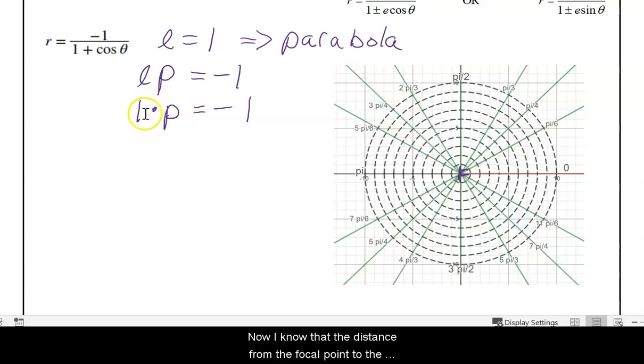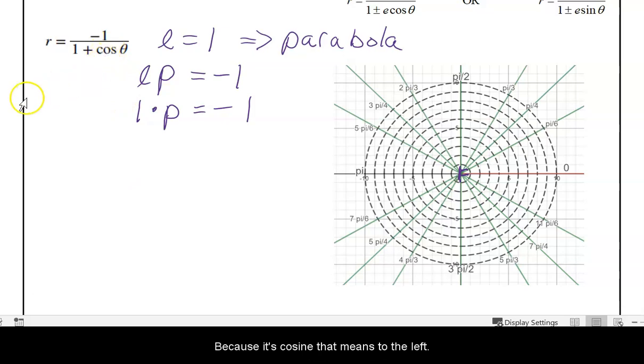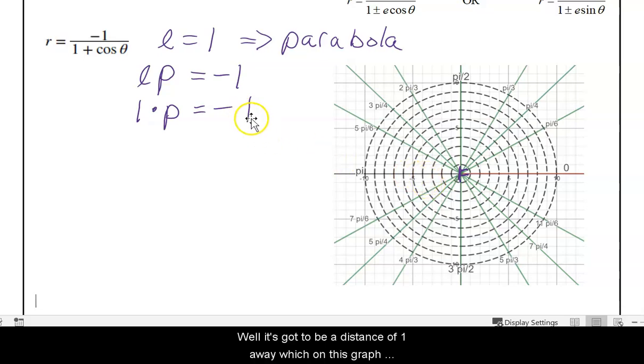Now I know that the distance from the focal point to the directrix line is 1 because the focal parameter is -1. Again, because the focal parameter was negative, but I had a positive in the denominator, I know that it should be located in the negative direction, and because it's cosine, that means to the left. That means that the directrix line must be to the left. Where would it be located? Well, it's got to be a distance of 1 away, which on this graph is pretty close into the center.